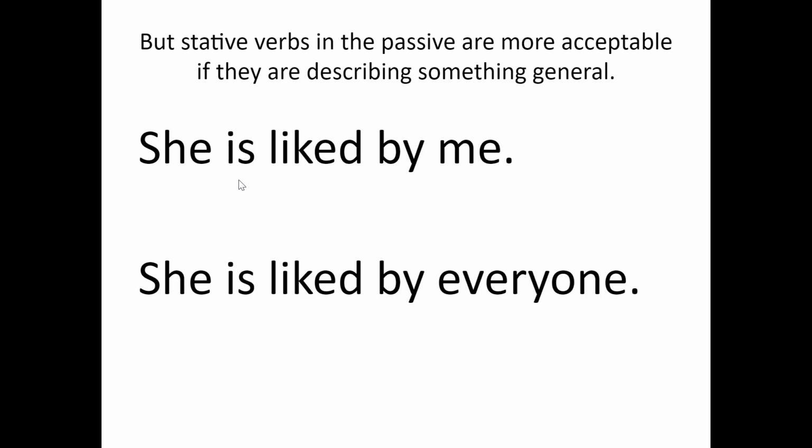That being said, though, stative verbs in the passives are more acceptable if they are describing something general. So, she is liked by me is a bit questionable as an English sentence. We could say it maybe, but it sounds a little bit strange. But she is liked by everyone sounds like a much better English sentence. So if it's describing a general state or something in general, it's more acceptable to put stative verbs in the passive.